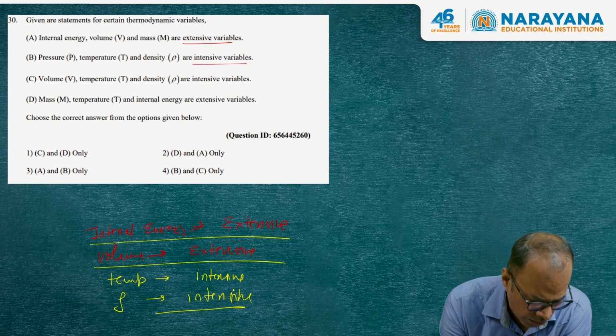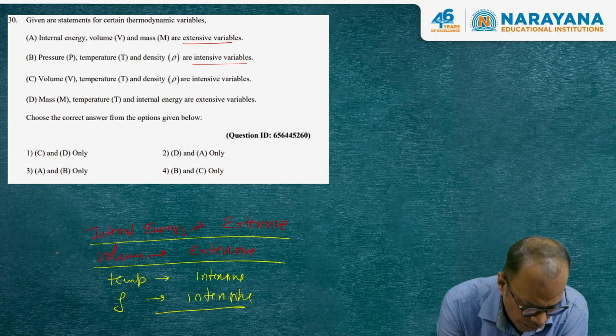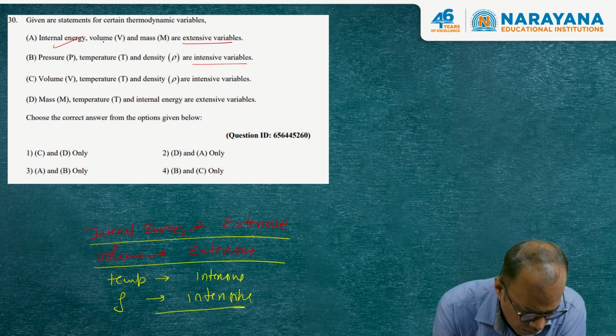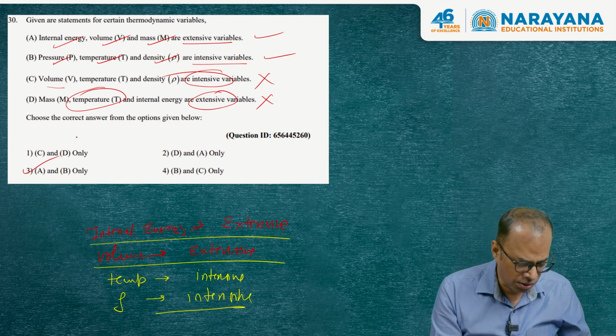So let's verify now. The first says internal energy, volume and mass are extensive. Let's verify this carefully. Internal energy is extensive, volume is extensive, mass is extensive. This is correct. Pressure is intensive, temperature is intensive, density is intensive. This is also correct. Volume is not intensive. This is wrong. Temperature is not extensive. This is wrong. So A and B are correct. So option 3 is the correct answer.